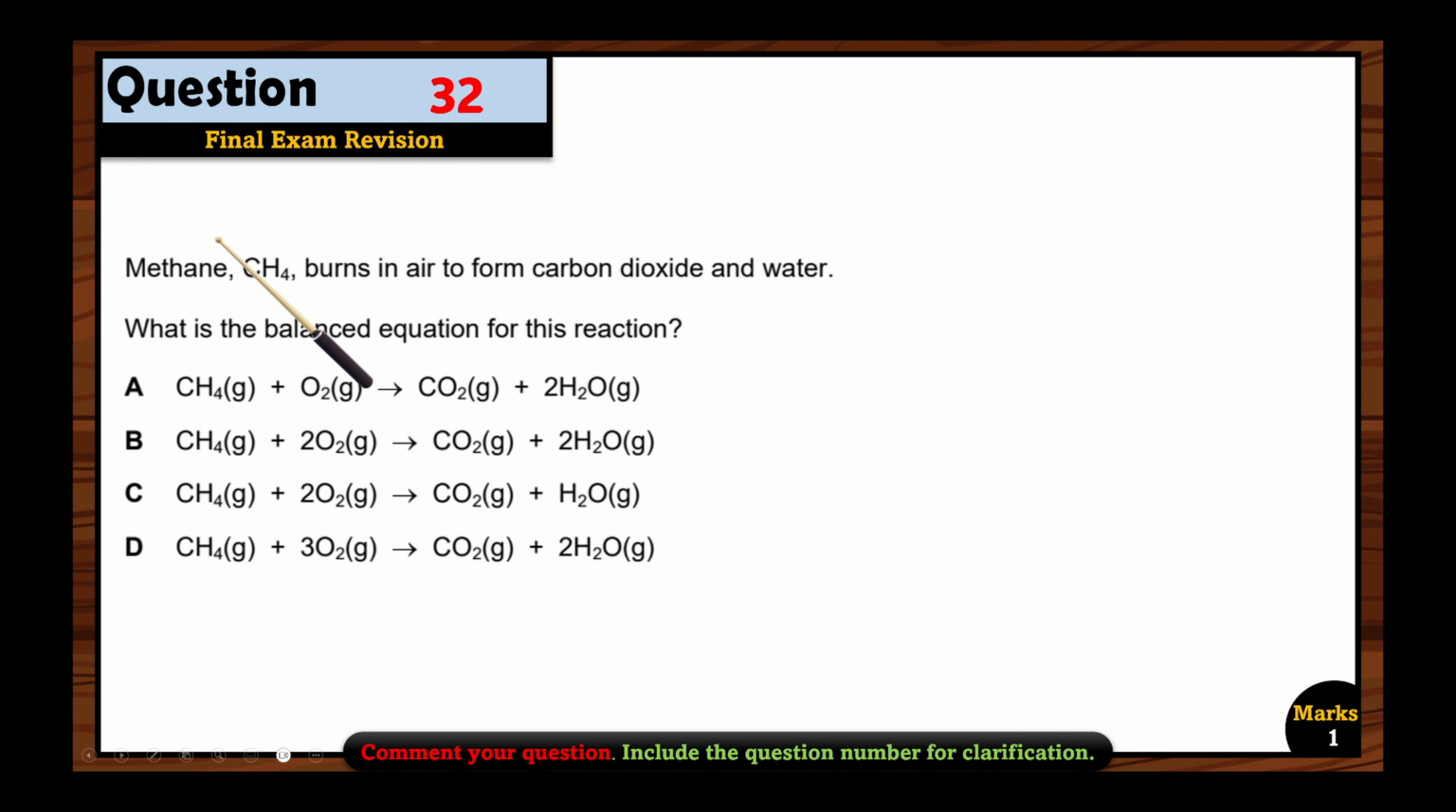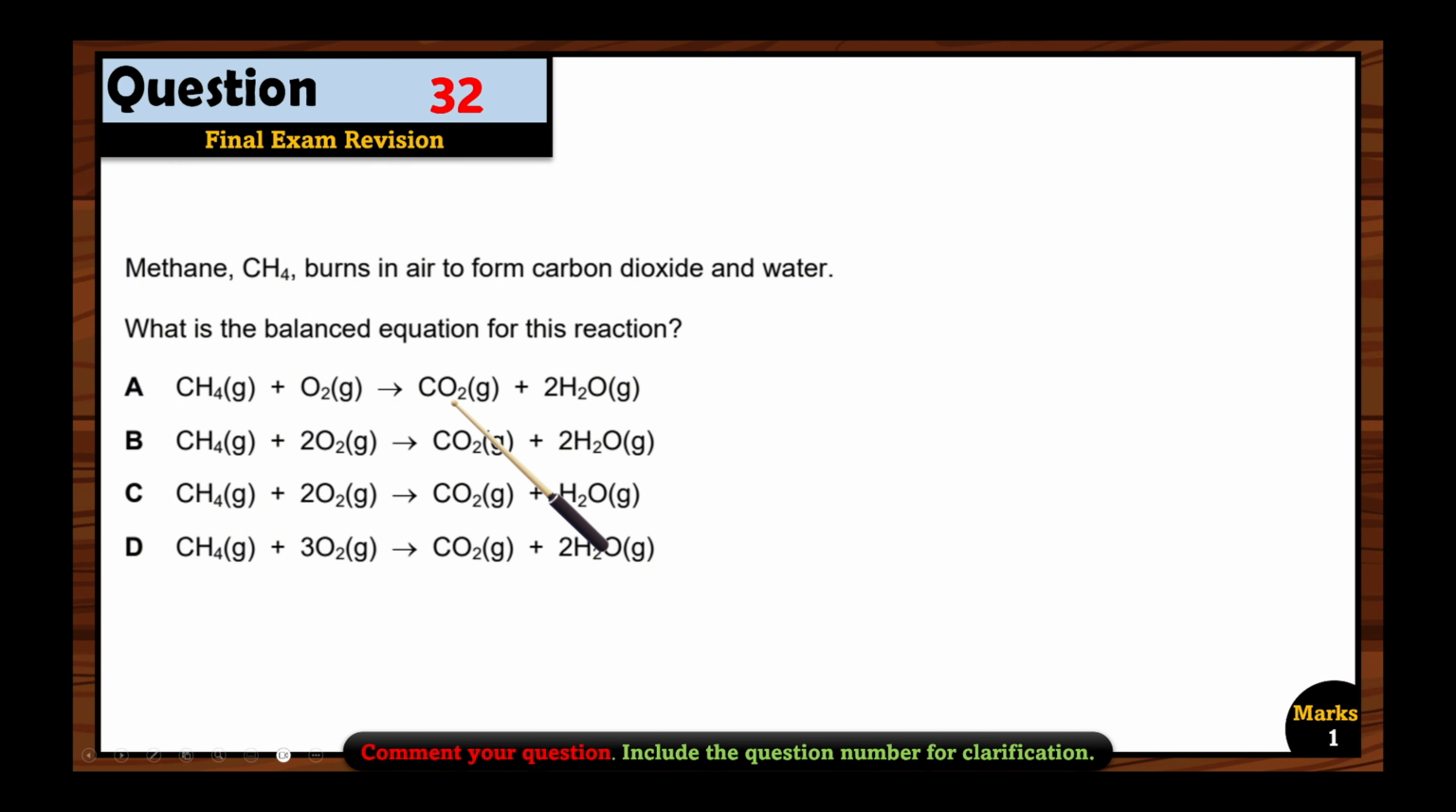Question number 32. Methane CH4 burns in air to form carbon dioxide and water. What is the balanced equation for this reaction? Again, let's see one by one. How many carbon do we have here? 1. Here we also have 1. How many hydrogen? 4 hydrogens. Yes. How many oxygen? 2 oxygen. But here we have 4 oxygen, right? 2 here, 2 here. So not balanced.